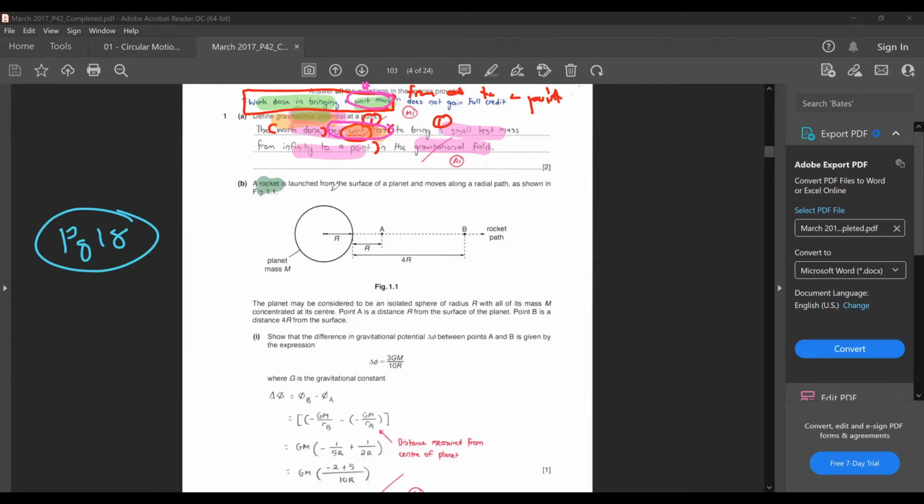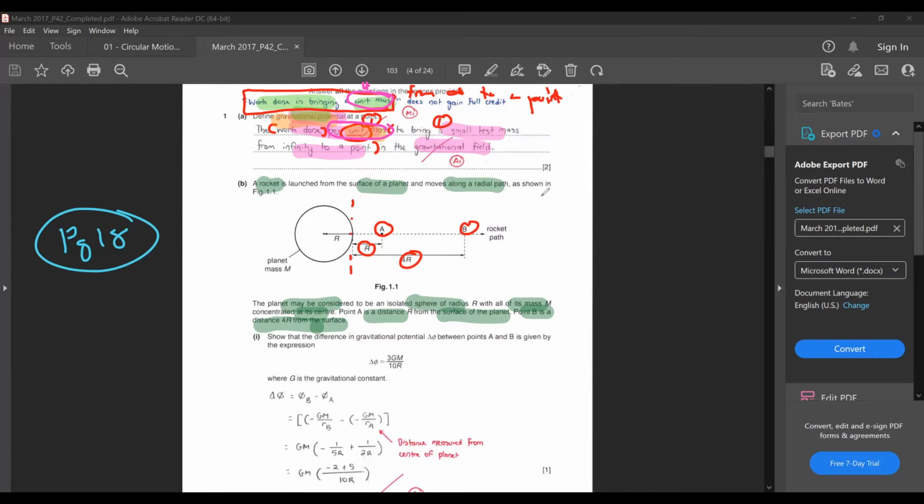You have a rocket that is launched from the surface of a planet and moves along a radial path as shown in this figure. The planet may be considered to be an isolated sphere of radius r with all its mass concentrated at its center. Point A is a distance r from the surface of the planet. Point B is a distance 4r from the surface. So you're looking at these points. Point A, distance of r. Point B, distance of 4r from the surface of this planet.